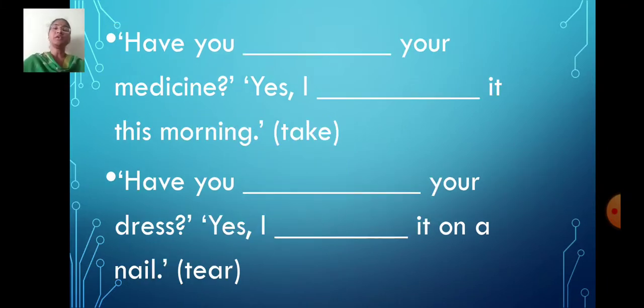Good. Have you, now come on, tell me. Past participle of take is taken. Very good. So, have you taken your medicine? Yes, I took it this morning. Great. Yes, I took it this morning. Now repeat after me. Have you taken your medicine? Yes, I took it this morning.